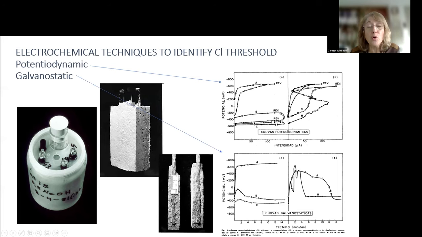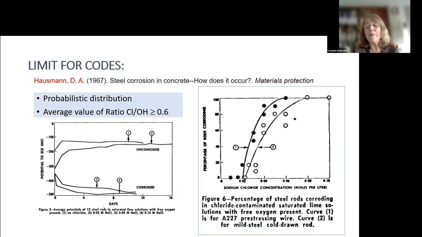It doesn't matter if you have mortar or concrete, you obtain the same relation if you relate it to the binder content. And these are potentiodynamic polarization curves, and these are galvanostatic curves. I also did a potentiostatic test, but the chloride threshold changes depending on the technique. This is very important to realize when just considering the values of these people, who were interested in limiting the amount of chlorides in the mixing water and the raw materials for making concrete.